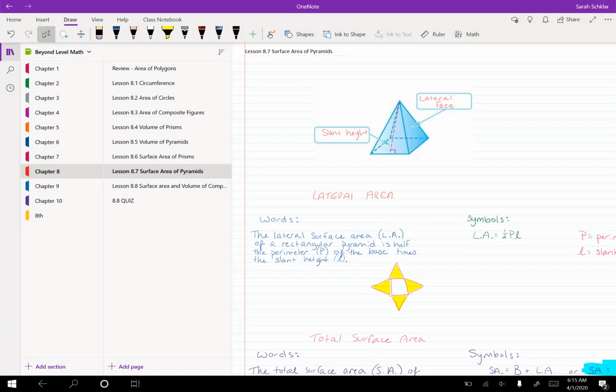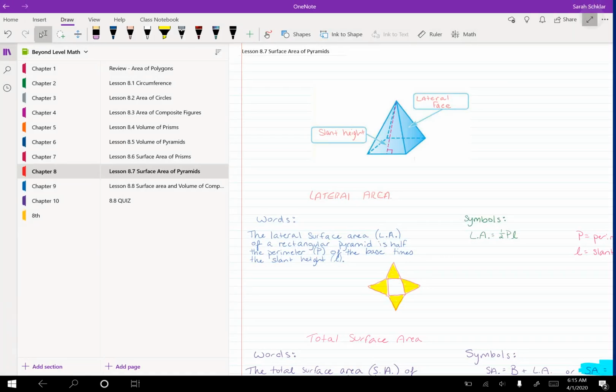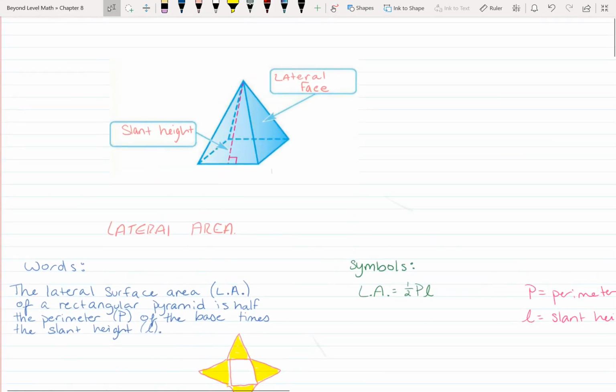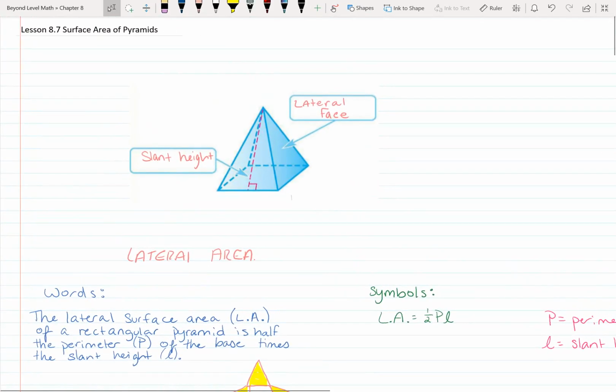But we are going to start 8.7, surface area of pyramids. Before we start, I want to tell you that a fair amount of the notes you are not writing down. I'm going to give you the background as to why this formula works. I'm going to explain a few things, but I'll let you know when you need to write. As of now, you do not need to write. I will highlight what you need to write. So 8.7, surface area of pyramids.